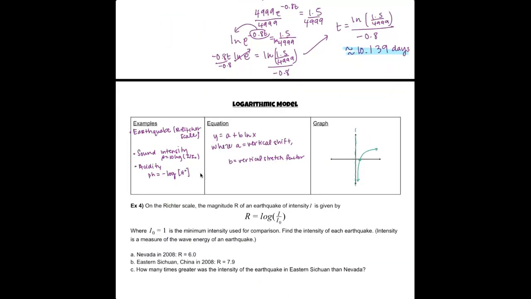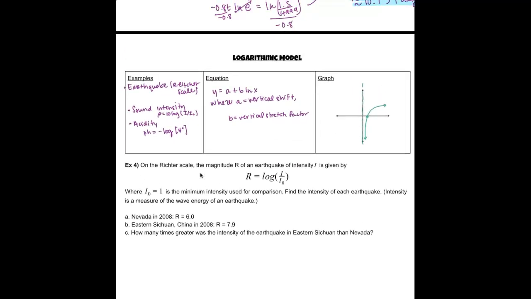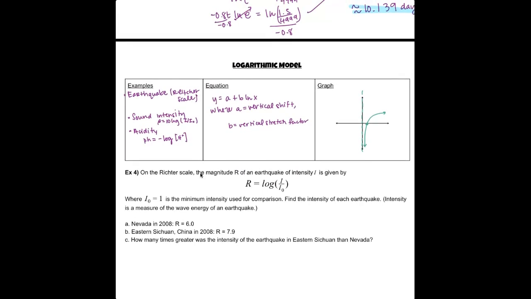Lastly, we're going to look at logarithmic models. Logarithmic models are used when we model earthquakes, sound intensity, or in chem, the acidity. So we're going to use this formula, a plus b times the ln of x, and we all know that a is the vertical shift and b is the vertical stretch factor. Our graph looks something like this over here.